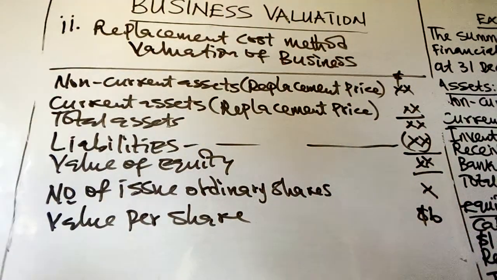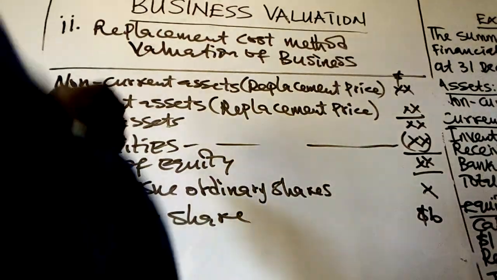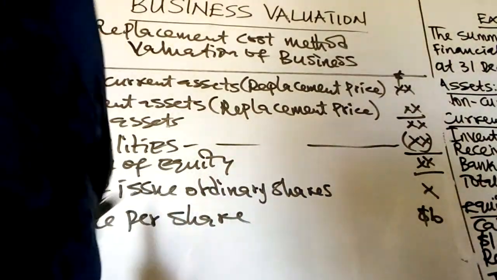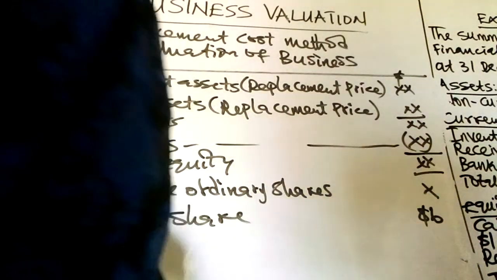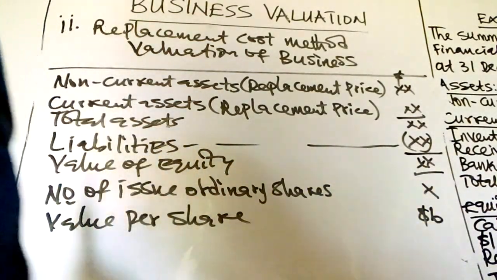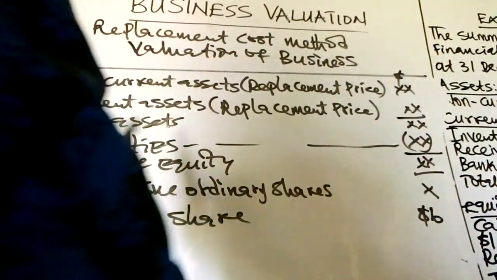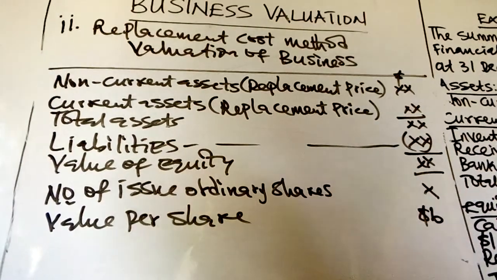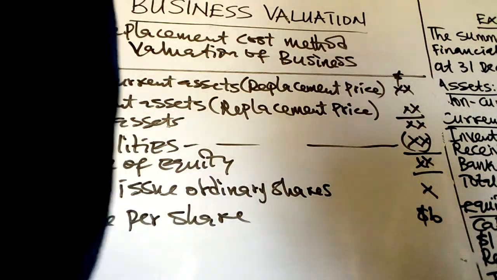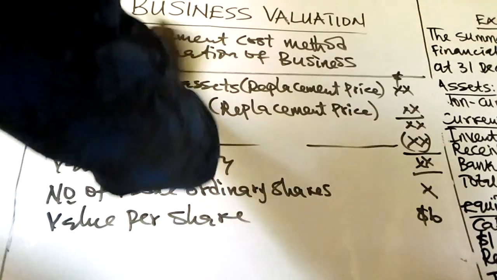So I want you to take note of this. Where the replacement value or replacement price of an asset is not given, then you use the book value. The book value should be taken as the approximation of the replacement price, where the replacement price of an asset is not given.